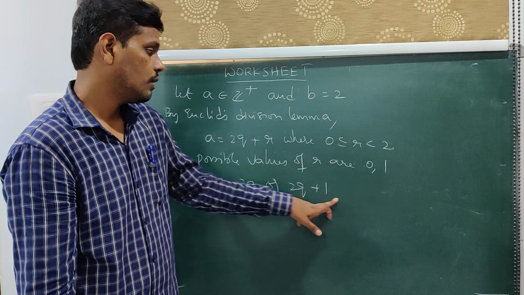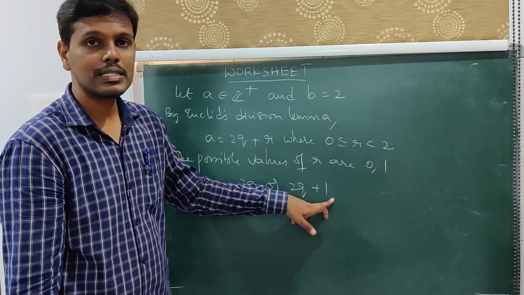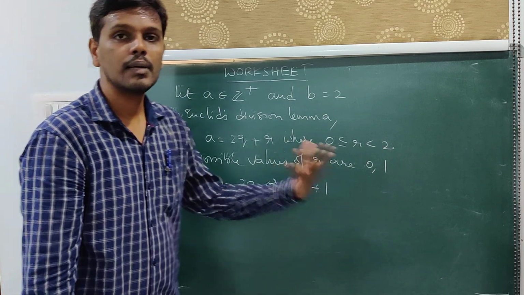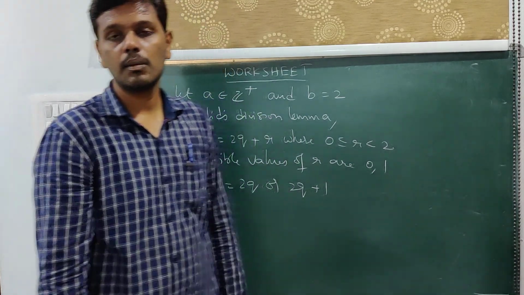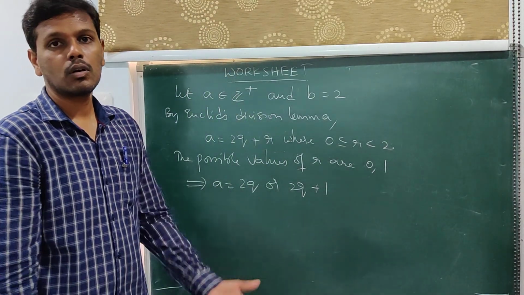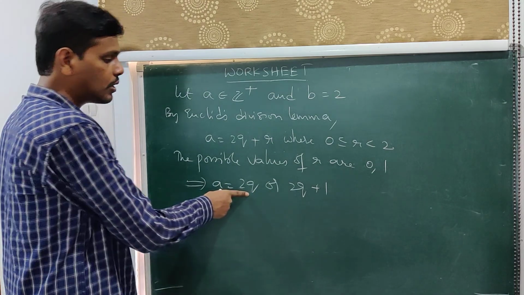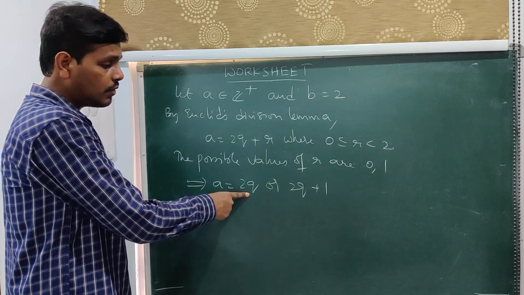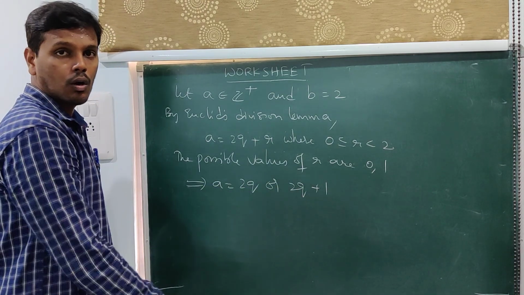Therefore we can say that 2q plus 1 is not divisible by 2. So any number which is divisible by 2, we call it an even number, and which is not divisible by 2, we call it an odd number. Therefore we can conclude that 2q is an even number and 2q plus 1 is an odd number.